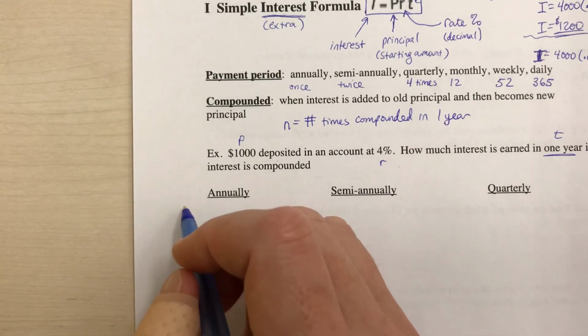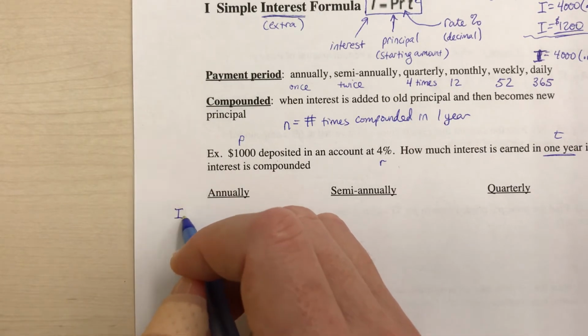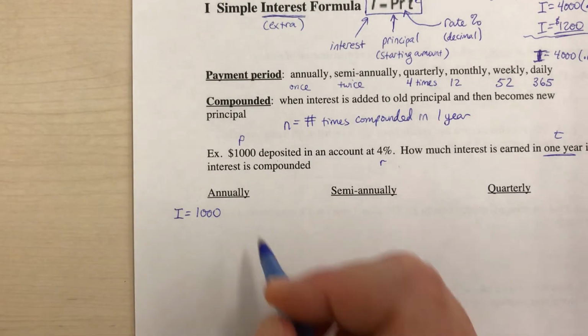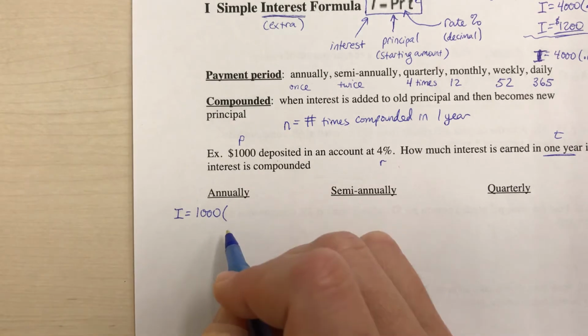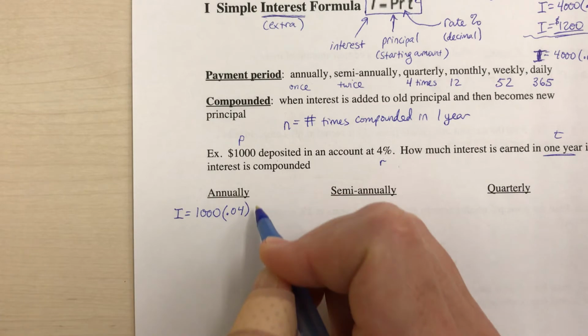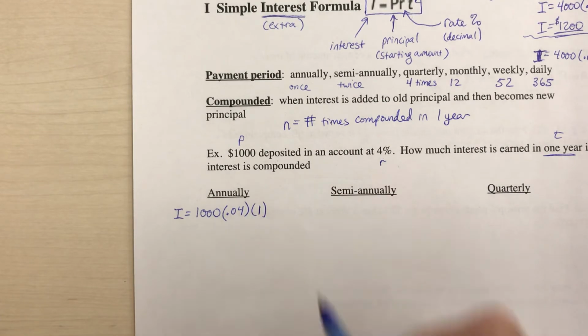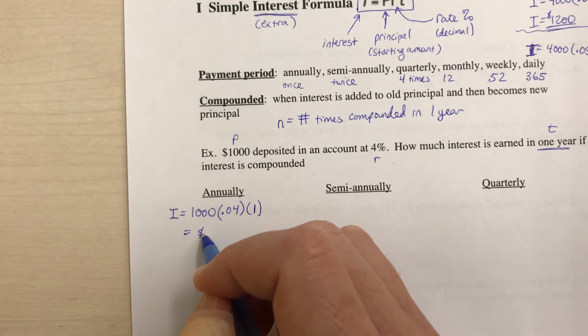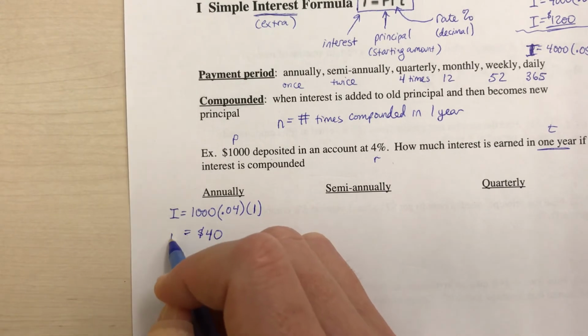So if I wanted to calculate this, my interest would be my principal, which is 1,000, times the rate. Now this time 4%, that would be 0.04. My time is just going to be 1. And if we calculate that, we would earn $40 in interest.